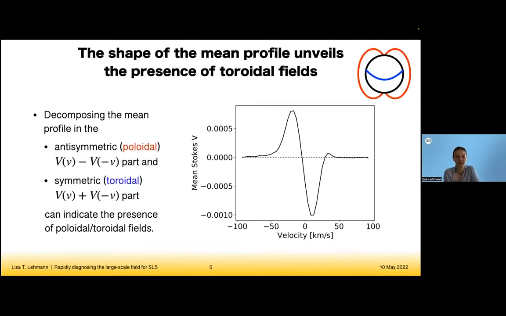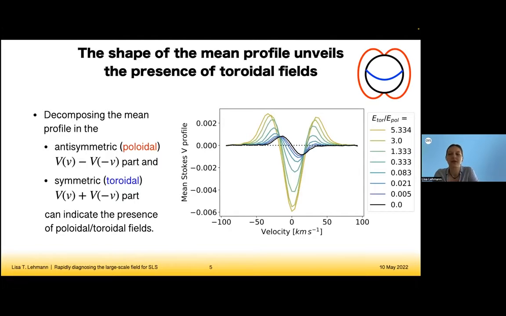If you decompose it in its antisymmetric and symmetric part, which refers to the poloidal and toroidal part of the axis symmetric field, you get even this information. On the right, I'm showing one example mean profile, and if we decompose it now in the red antisymmetric shape, which is the poloidal field, which is dominating in this example, we still see this blue component, so there is a toroidal field as well.